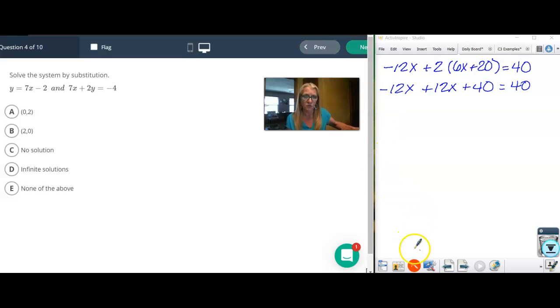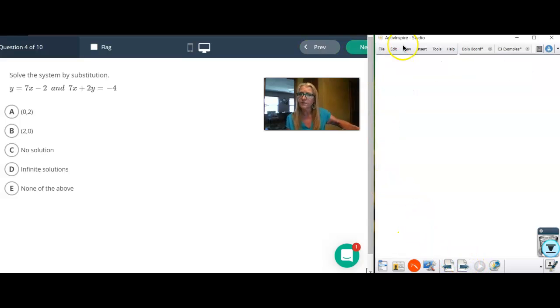Okay. This is question 4. Here we have y is solved for again. So you would just go in and take that 7x minus 2 and substitute it in here for y. All right, nothing weird going on here. Next problem. I just keep giving you easy ones.